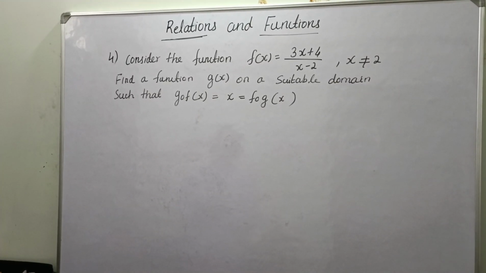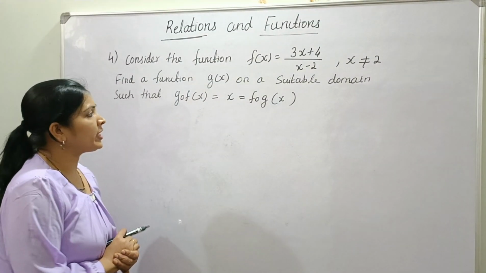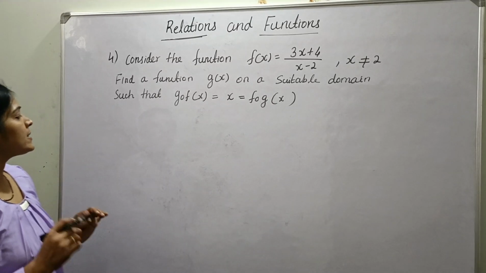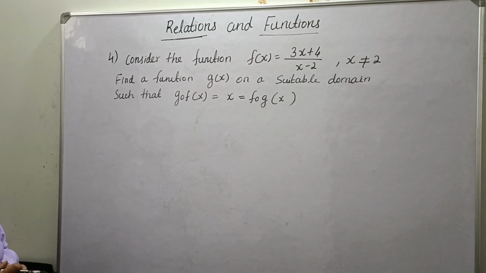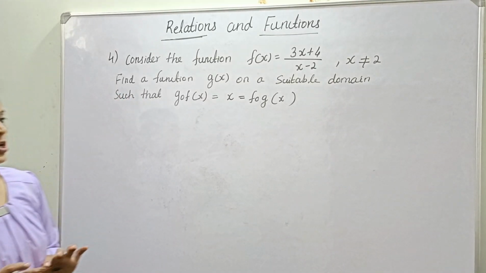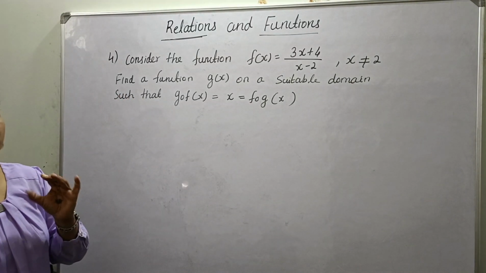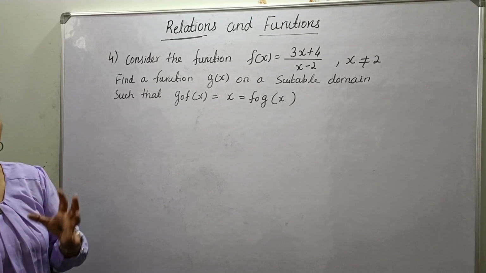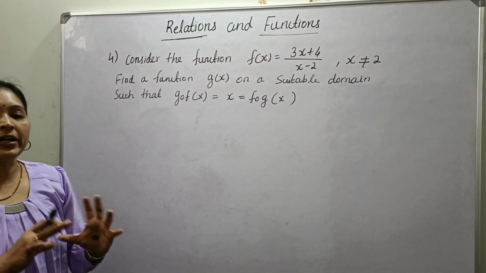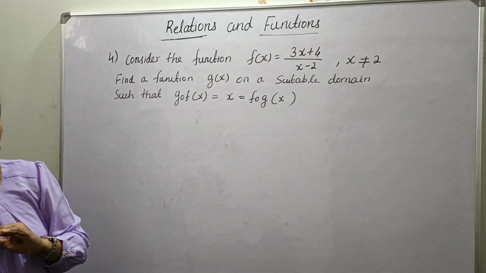Consider the function f(x) = (3x + 4)/(x − 2), x ≠ 2. Find a function g(x) on a suitable domain such that g∘f(x) = x = f∘g(x). So here we have to find g(x), taking an element from the codomain.